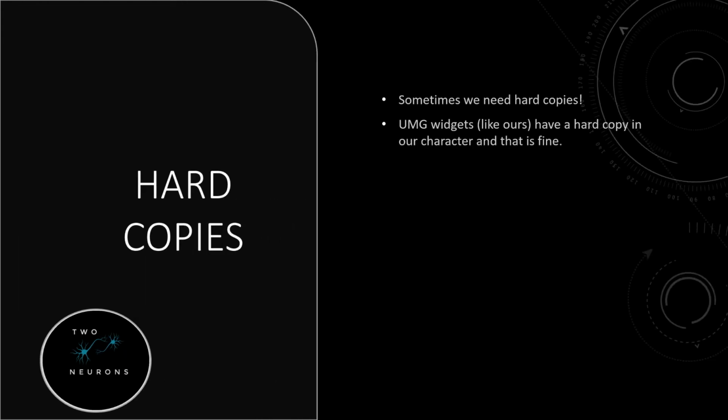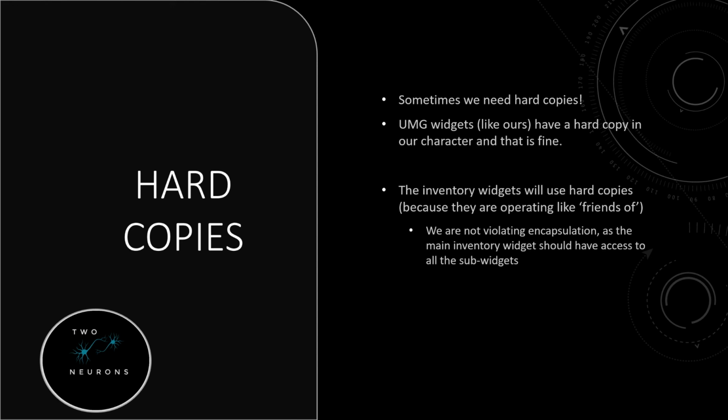So, hard copies continued. We sometimes need them. Like in our UMG widget, we have a hard copy in our character, and that's fine. But we do not want our UMG widget to have a hard copy of the character. Oh god, that was probably really phrased badly, so I'm going to try that again. We have the UMG widget, which is copied in the character. We have the character, which we do not want copied in the widget.